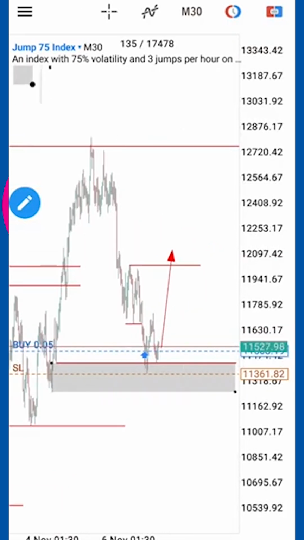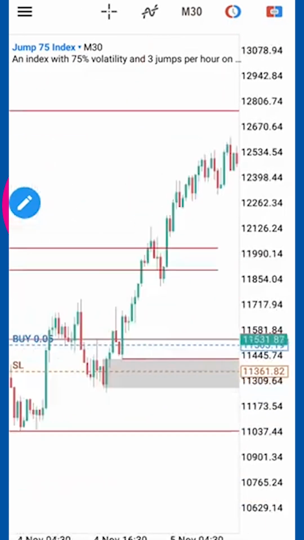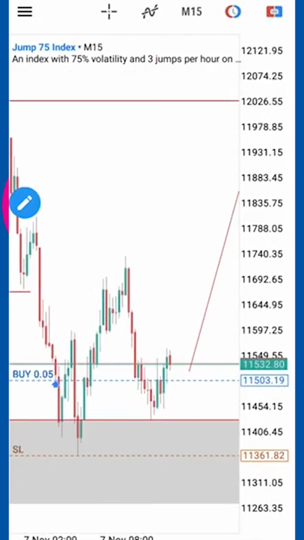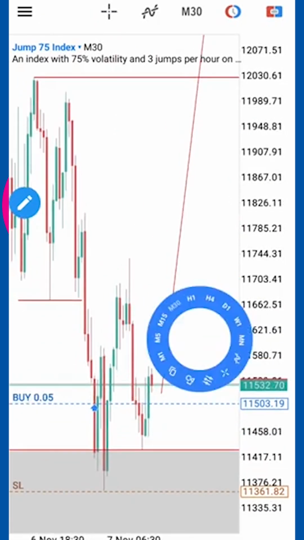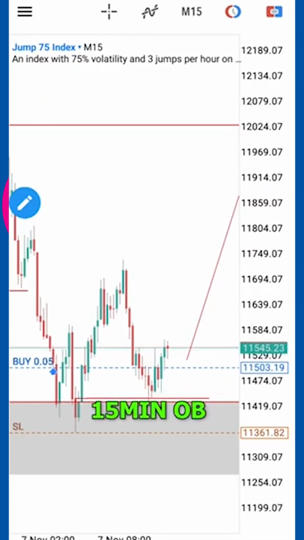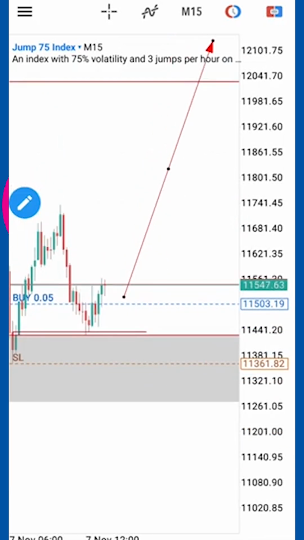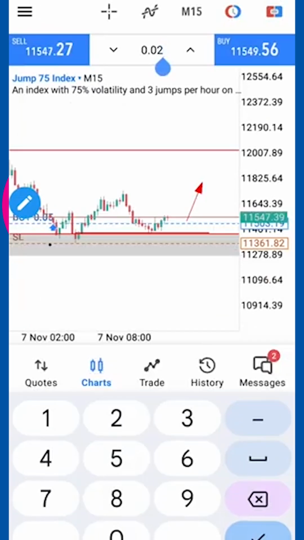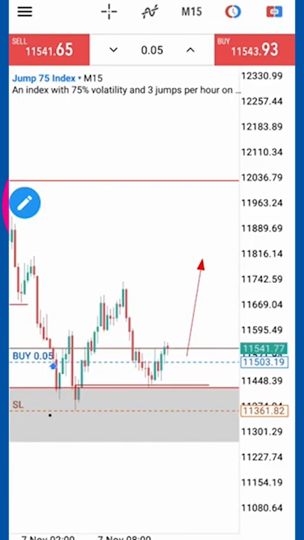So at least I made sure that I don't enter too aggressive, so that the account won't blow by the time it reaches that low. So yeah, I did not cover everything. It went up and then broke structure right above there, returned back, and now it's going to hit the 15-minute order block, and then we'll continue to buy from there. So this is the reason why I ended up picking my buys and scaling in.